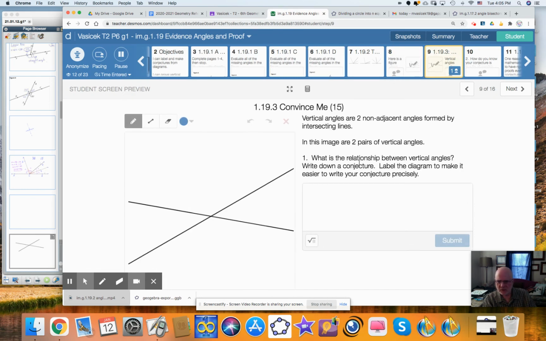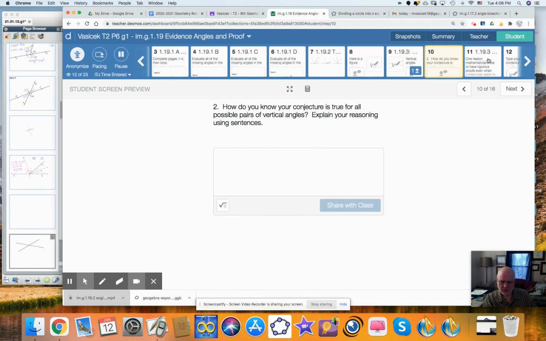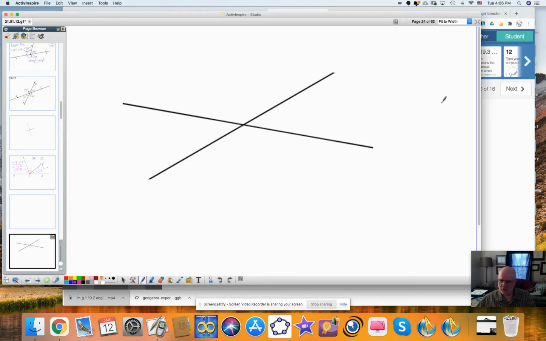Finally, let's see. Vertical angles are non-adjacent angles formed by intersecting lines. Here's the diagram. What is the relationship between them? Write down a conjecture and then prove it. So when we label this, this will be the intersection point. We'll call it M. And I could label this A, put a little arrowhead on it, B, C, and D.